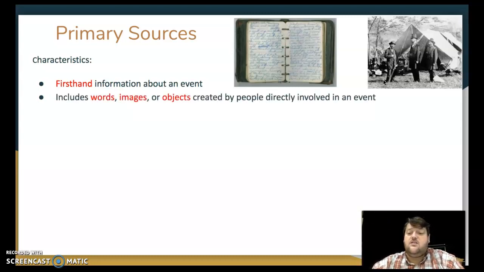Primary sources can be words, images, objects, like artifacts. If you find a Native American arrow in your backyard, that's an artifact. That's a primary source. It can tell you about those people.